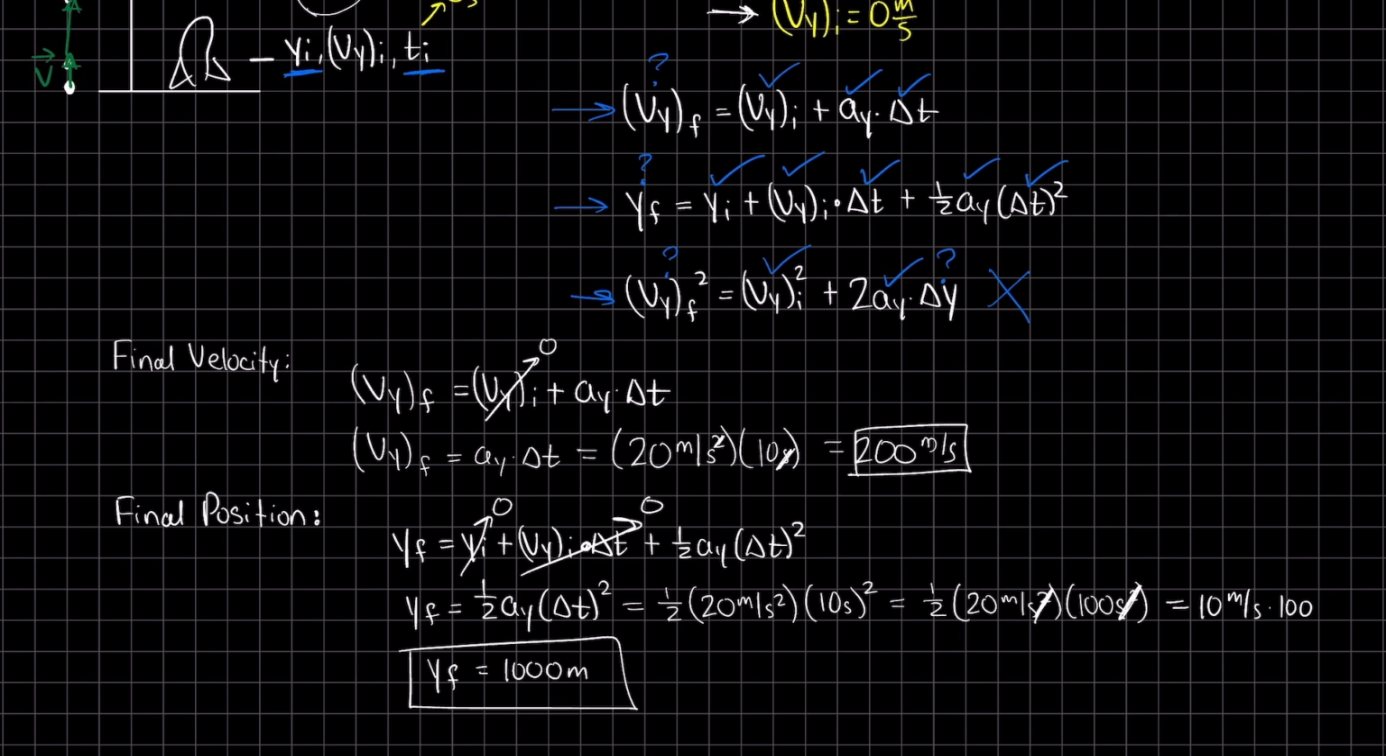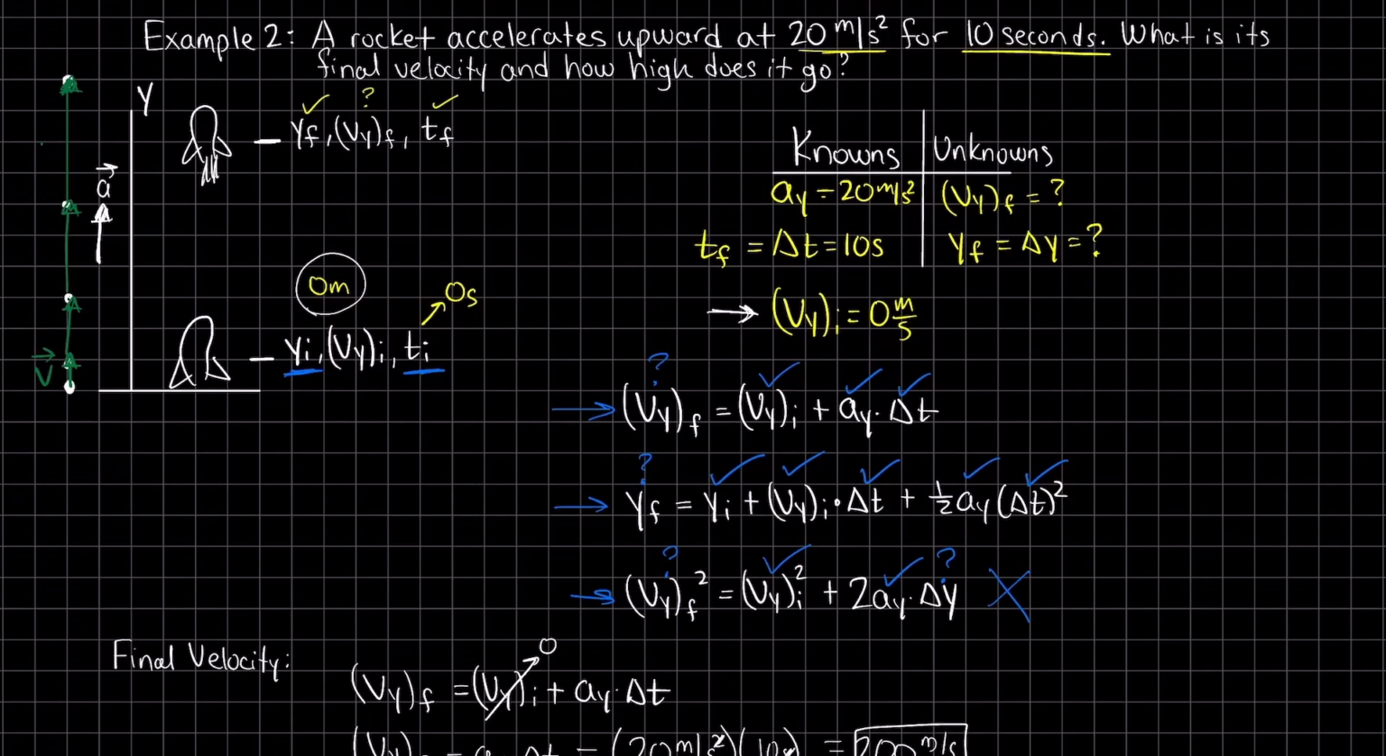And then my final velocity. I do expect that this rocket is moving quite quickly, and 200 meters per second is not a slow velocity at all. So that makes sense to me as well. And that will complete example number 2. We're going to do one last example, and we're going to step it up a notch.